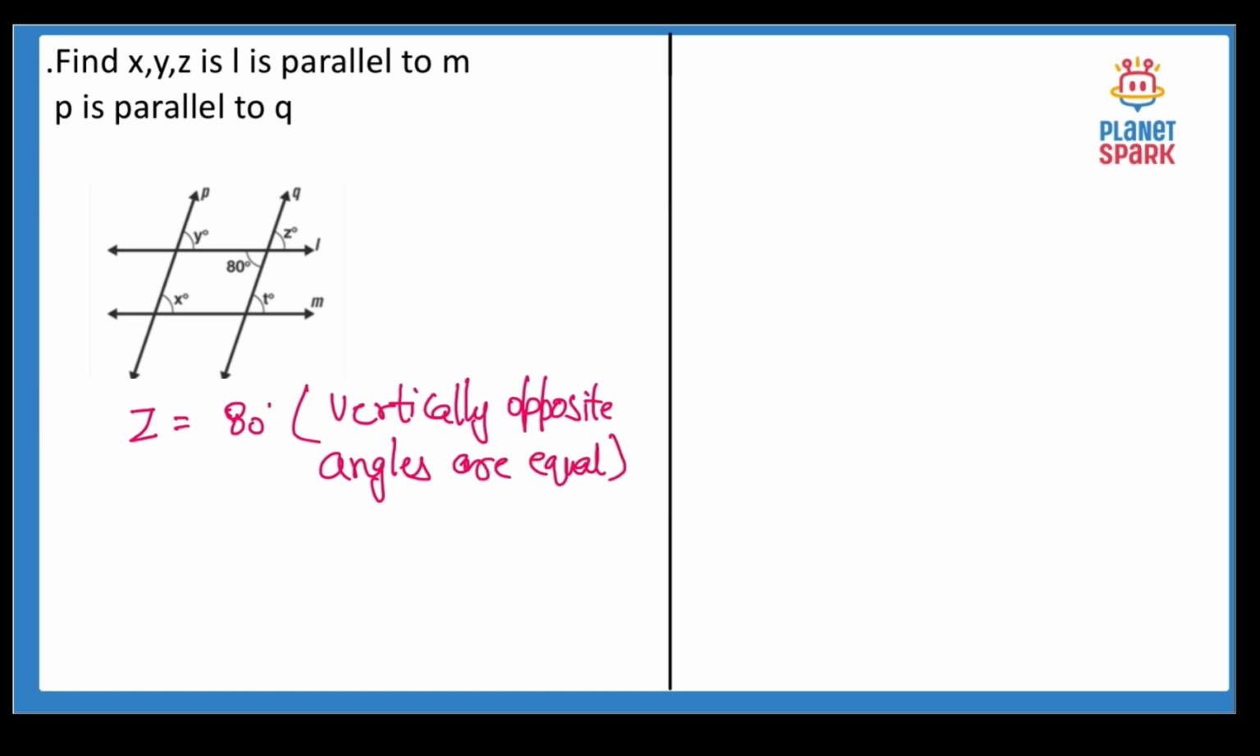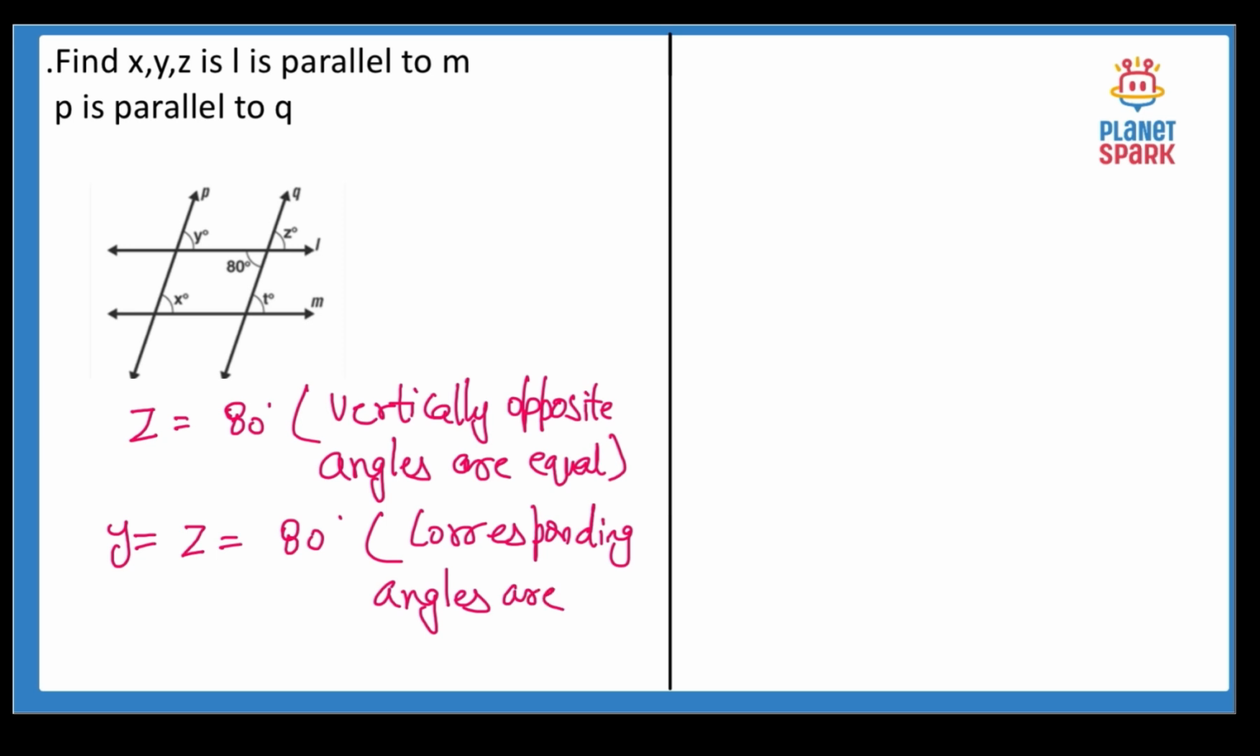Also, we have line P is parallel to line Q and L is the transversal. If P is parallel to Q, L is the transversal, then Y and Z would be equal. They are forming corresponding angles. And if lines are parallel, corresponding angles are equal. So Y is equal to Z is equal to 80 degrees.